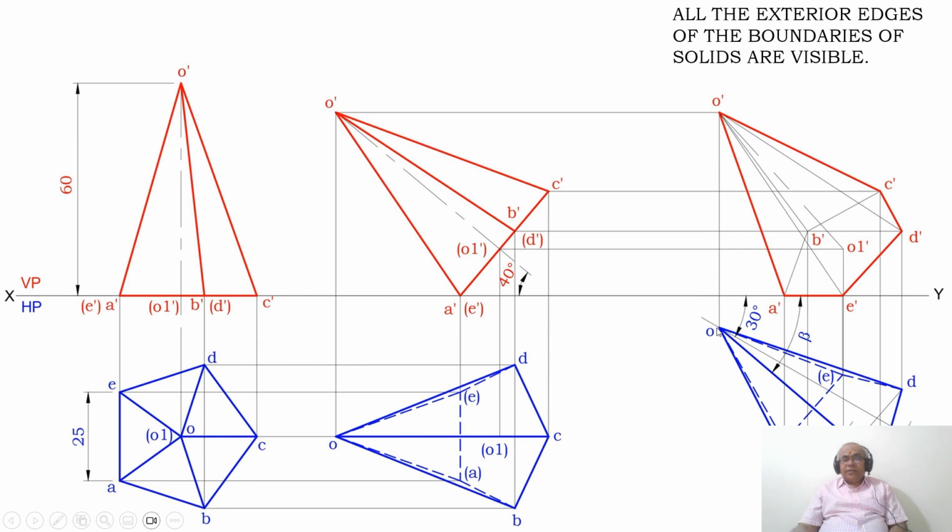You consider any point, and with reference to the horizontal line, you measure an angle of 30 degrees and draw an inclined line, and you mark this point as small o. Since it is the true inclination line, you have to take the true length of the axis of the pyramid. What is the true length of the axis? It is 60 mm. From this same point, you measure a distance of 60 using the compass and cut it on that 30 degree line.